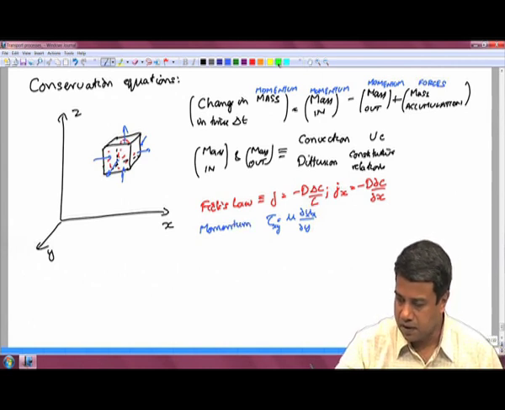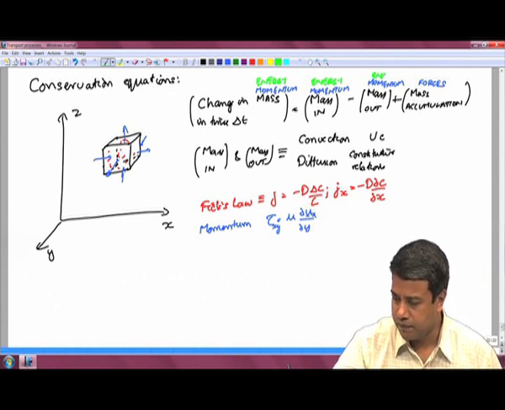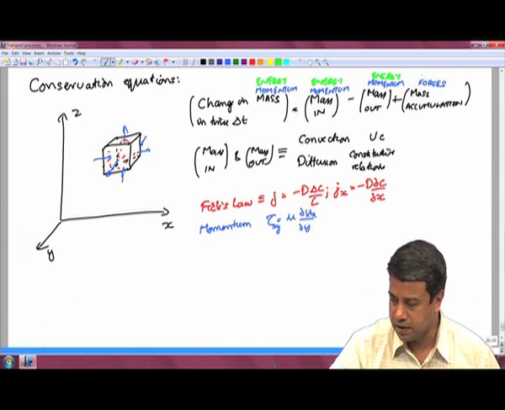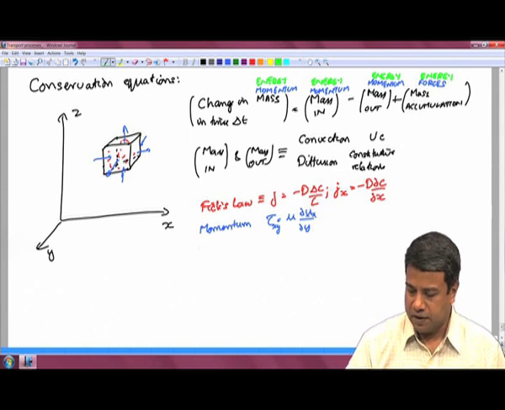And the same thing for energy. And here it is energy accumulation. And for energy, I have the constitutive relation.